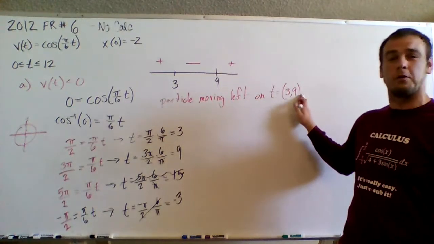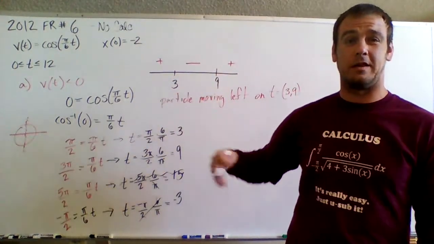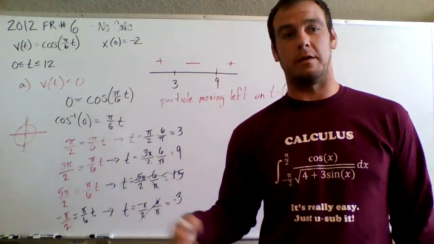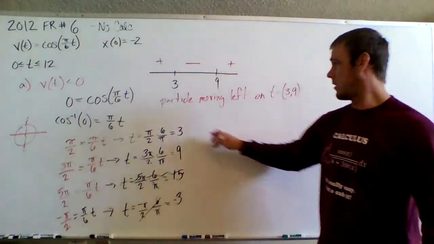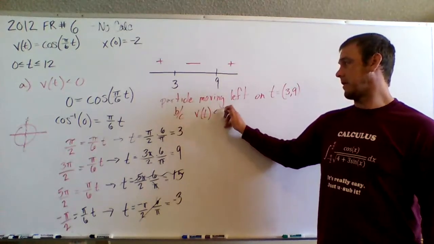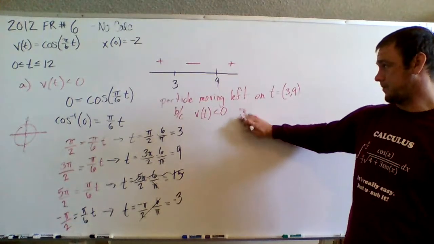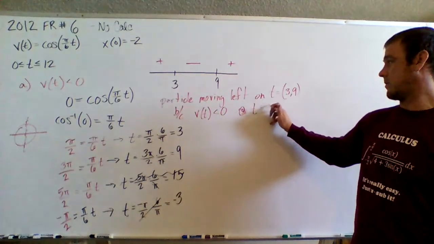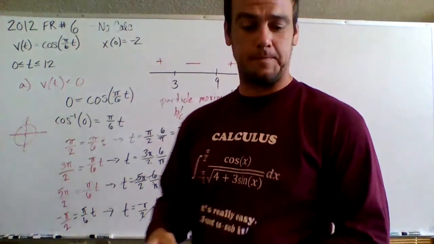We do not want to include 3 and 9, remember, because at 3 and at 9 our velocity is actually 0, which means it's kind of standing still. It's not moving left, that's for sure. Because v of t is less than 0 on this interval, t equals 3 to 9. Okay, and that's all you got to do for part A.